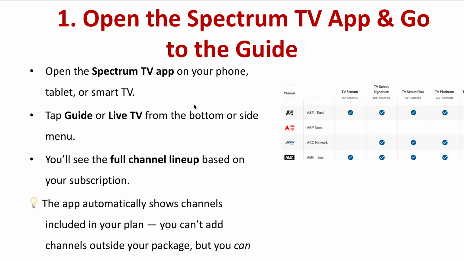Open the Spectrum TV app on your phone, tablet or smart TV. Tap guide or live TV from the bottom or side menu. You will see the full channel lineup based on your subscription. The app automatically shows channels included in your plan.